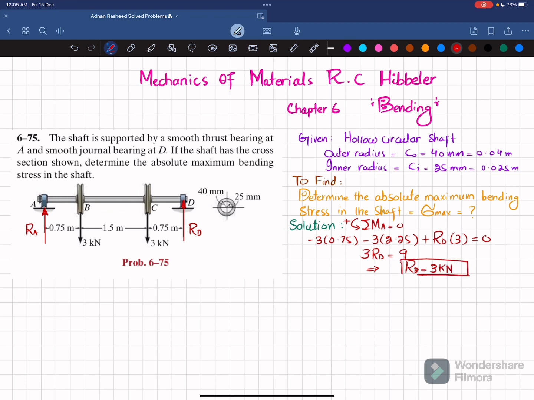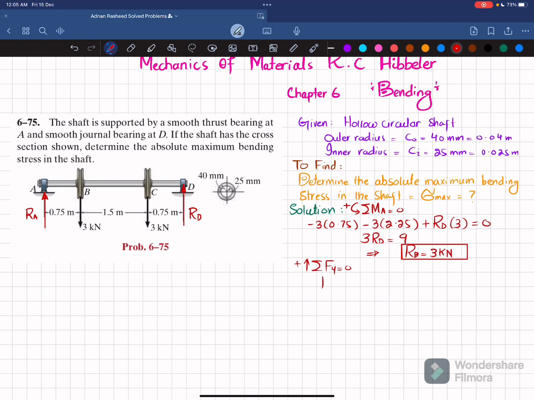Okay, now you have this Rd, so you can find Ra by using the equation of equilibrium, that the sum of all forces along the y direction must be equal to 0, and upward force is taken as positive. So Ra, which is upward, so Ra minus this 3 kilonewton and minus this 3, so minus 3, plus Rd, which is plus 3, is equal to 0. So from here this will cancel with this, so Ra will also be equal to 3 kilonewton.